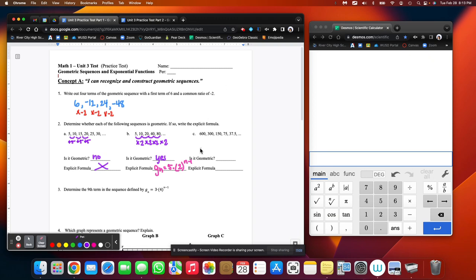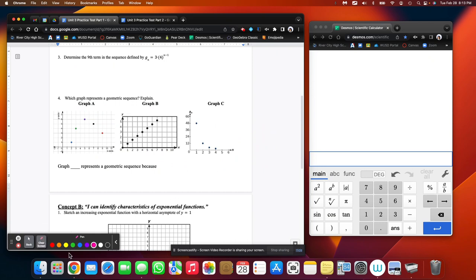All right, looking at C, so the pattern here looks to be divide by 2. And that pattern works the whole way. So the pattern throughout the whole thing is divide by 2, which means it is geometric. This is a decreasing geometric sequence. And then to write the explicit formula, again, it's going to be gn equals the first term, which is 600. Remember, when it's a pattern of divide by 2, that means the common ratio is going to be 1/2. Dividing by 2 is the same thing as multiplying by 1/2. So it's going to be 1/2 to the n minus 1 power.